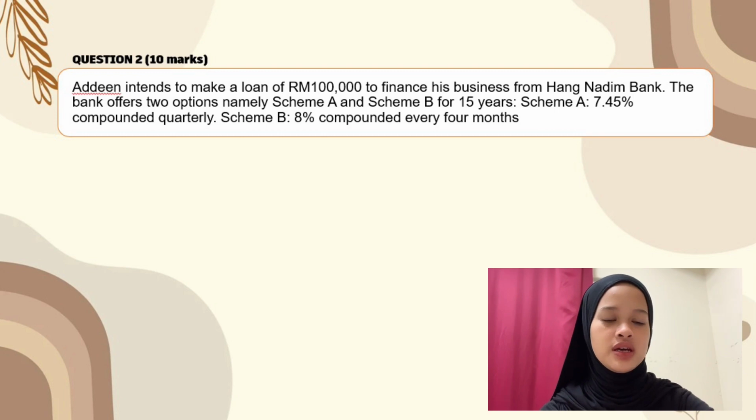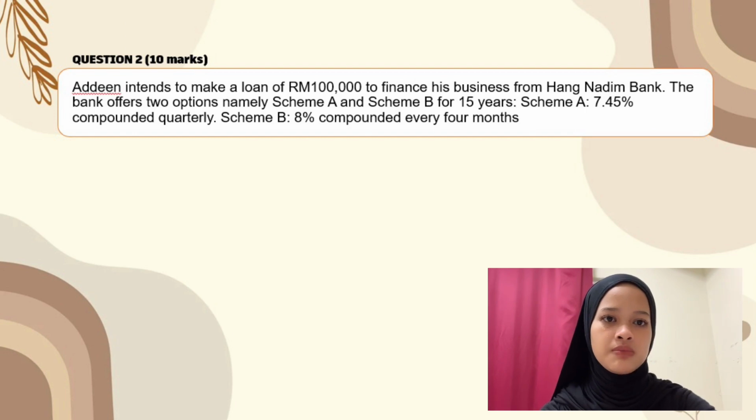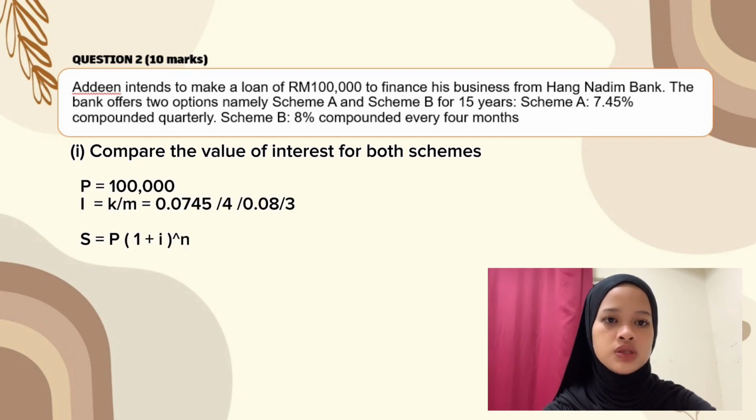Hi, I'm Ayuni and I'm going to answer part A, question 2. To answer this question, we need to use compound interest, which is S equal to P open bracket 1 plus I close bracket power of N. For the first question, we need to compare the value of interest for both schemes.